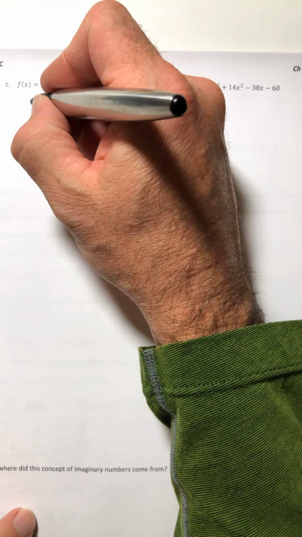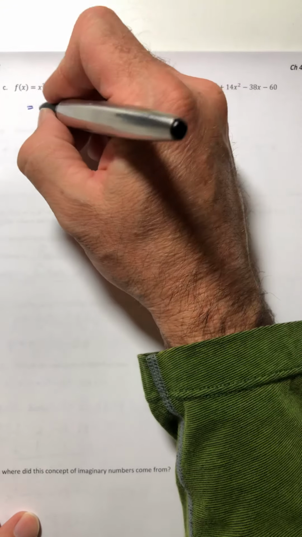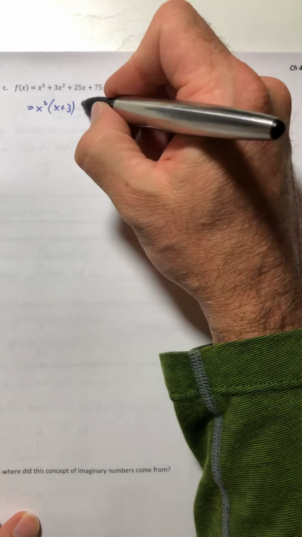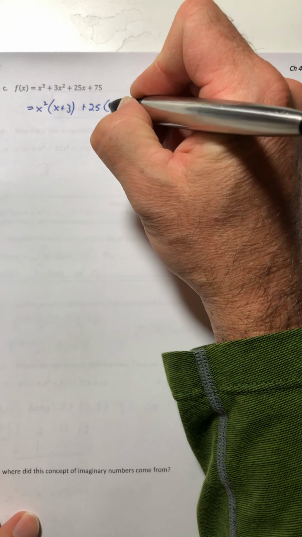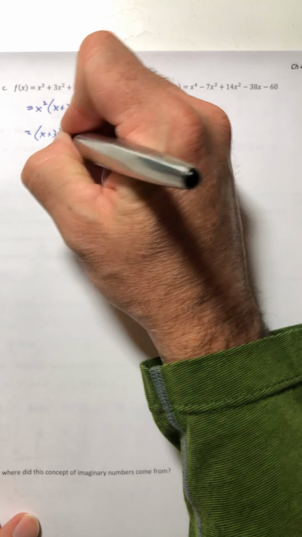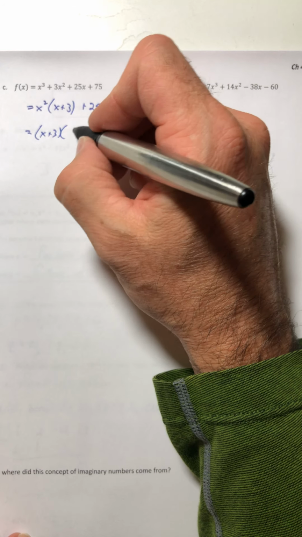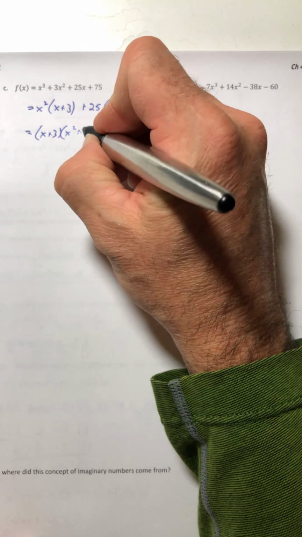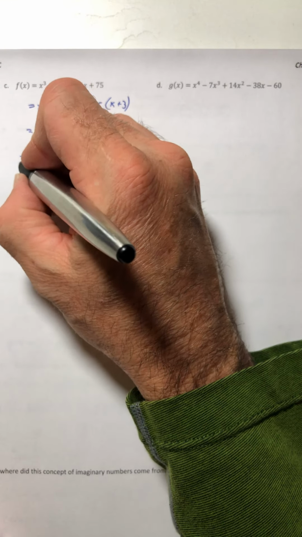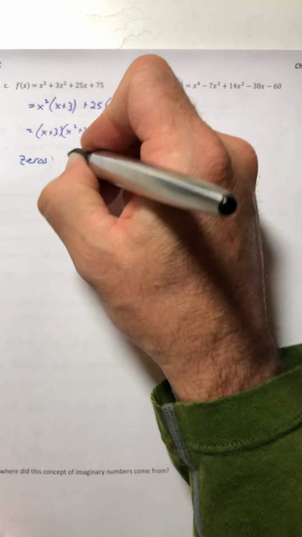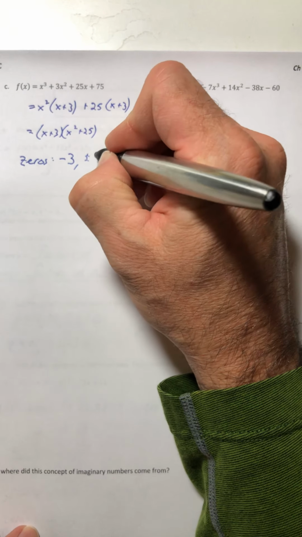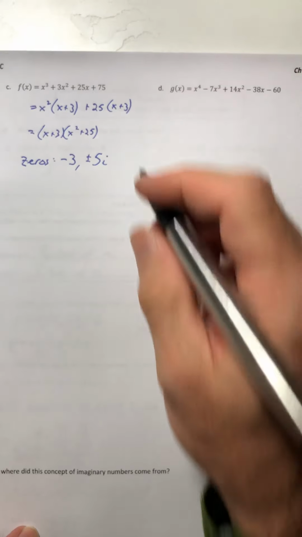Well, this one groups. So we can factor it by grouping. Pull off an x squared and then pull off a 25. And then you can pull out the x plus 3. And now you can get your zeros. So -3, and then plus or minus 5i.